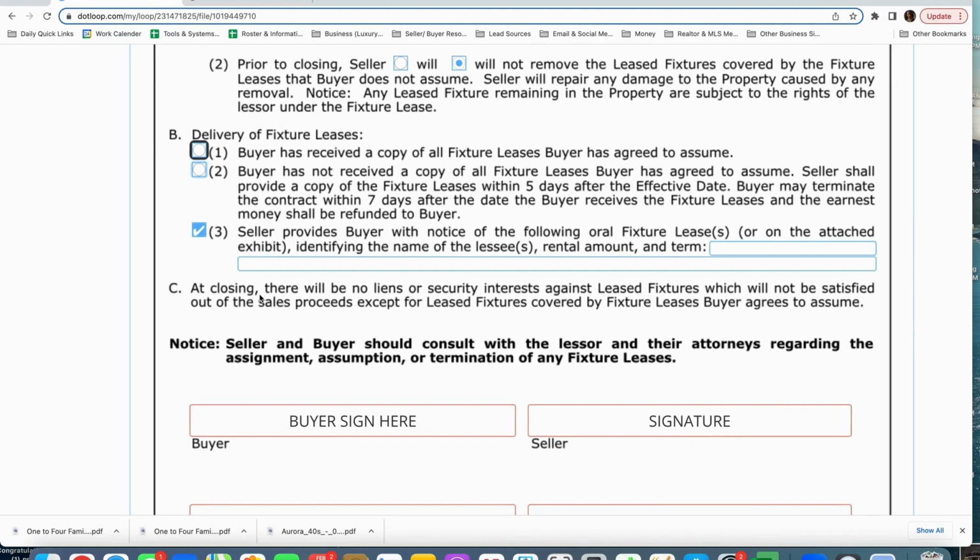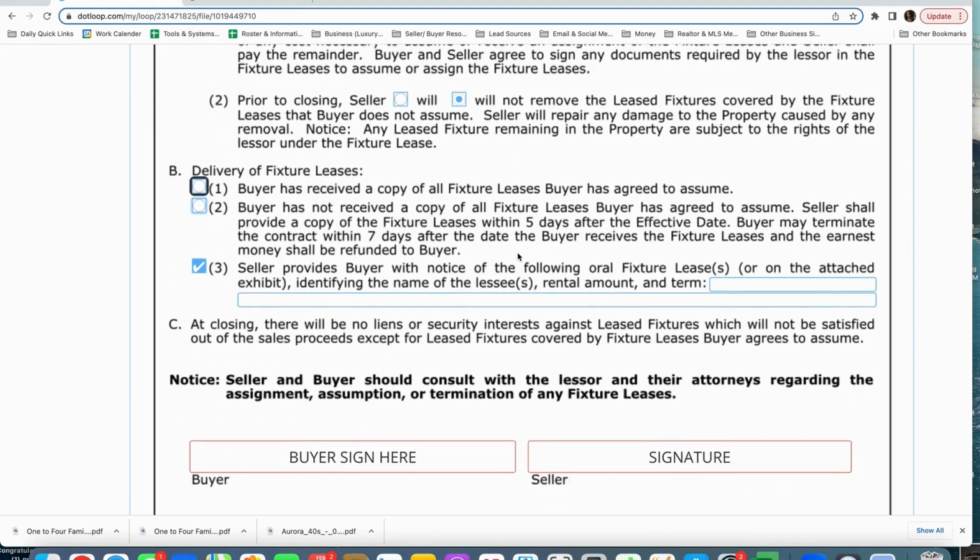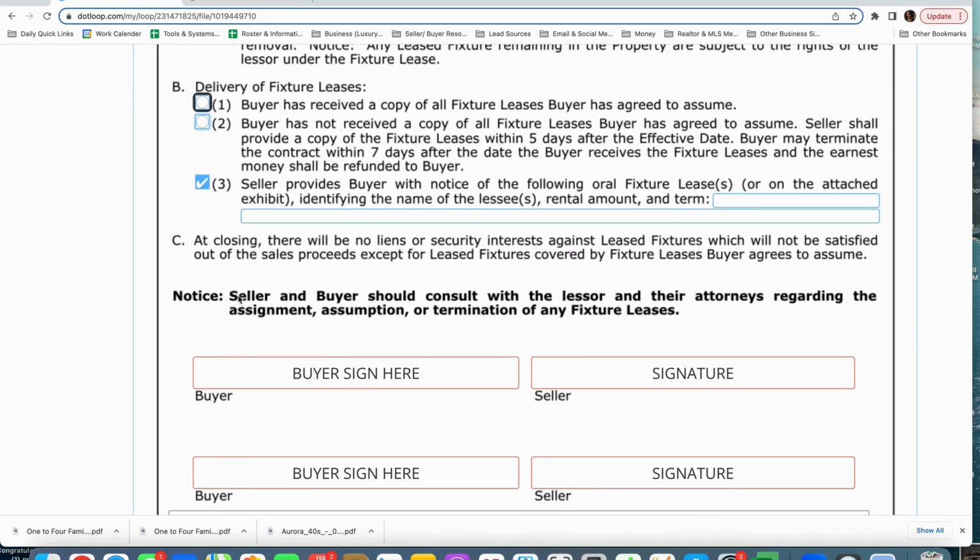And it says at closing, there will be no liens or security interest against the leased fixture which will not be satisfied outside of the sales proceeds, except for leased fixtures covered by the fixture lease buyer assumed agreement. So you have to make sure that the new agreement is transferred over and everybody's done their part, signed paper, paid money to make sure it's transferred to the new person, and they agreed to it.